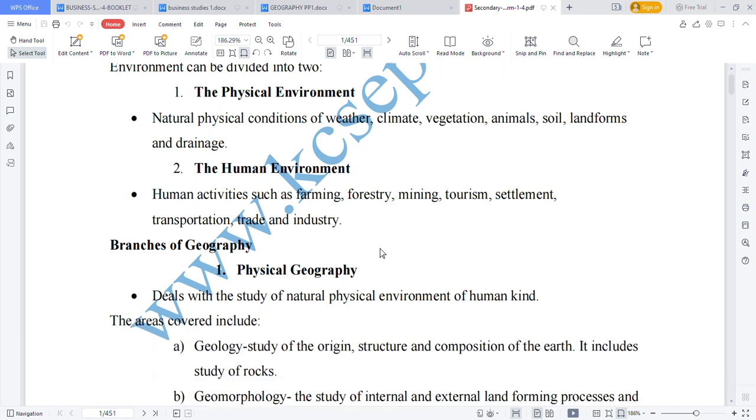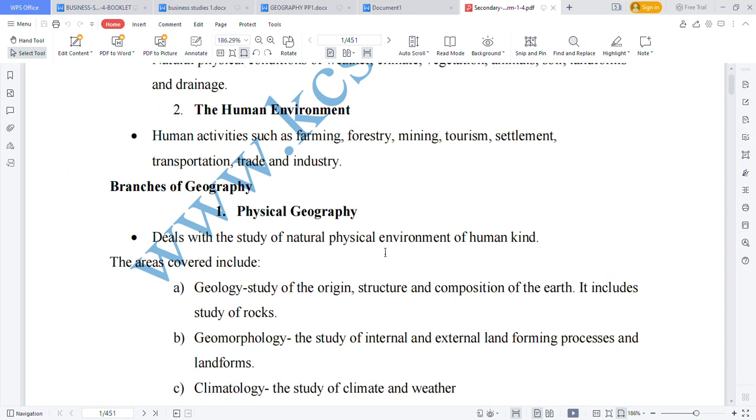So what is physical environment? Natural physical conditions of weather, climate, vegetation, animals, soils, landforms, and drainage. So those are the physical environment. Then what is human environment? Human environment is composed of human activities such as farming, forestry, mining, tourism, settlement, transportation, trade, and industry. So that is human environment.